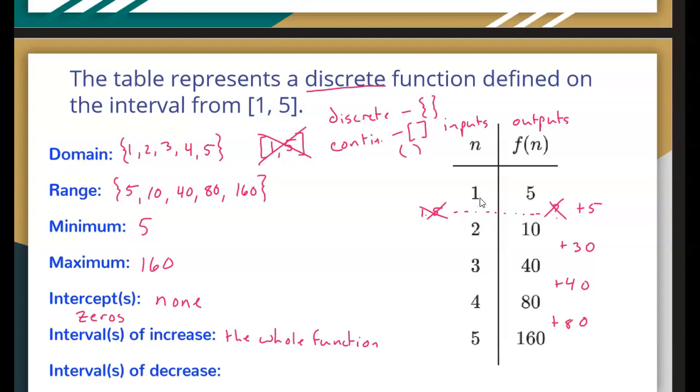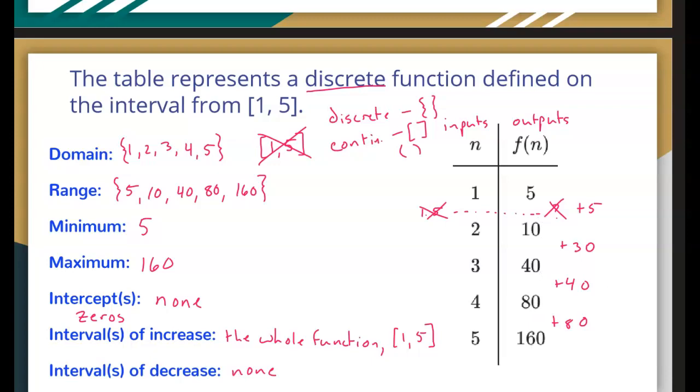This function is defined from 1 to 5. We could also write the interval of increase that way, 1 to 5, including the bounds because we have points there. Now, if the whole function is increasing, that means there is no interval of decrease, right? There's no place on this function where we're going down.